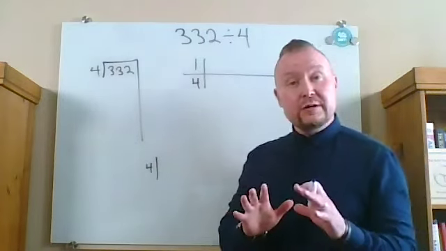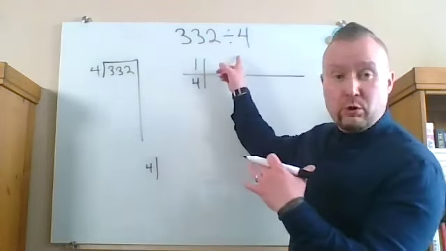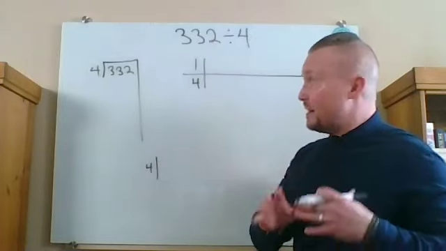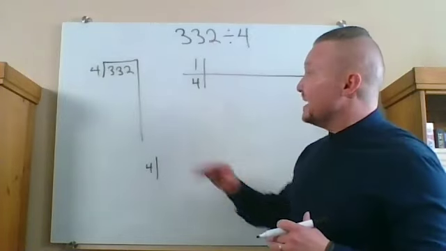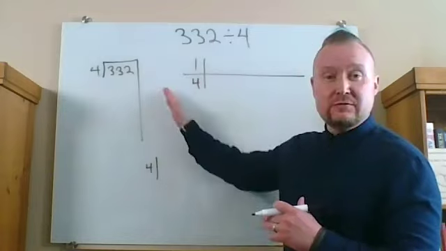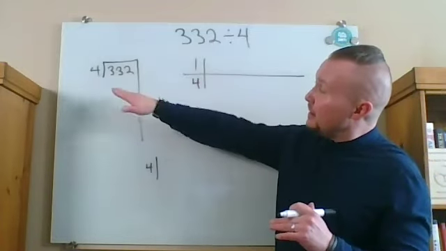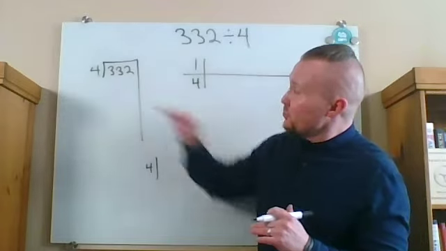And again, we're sticking with this idea of how many 4s does it take to compose 332. That's more of that measurement idea. And that's generally how we're thinking about it in each of these methods. Okay, so let's move to looking at our partial quotients first.